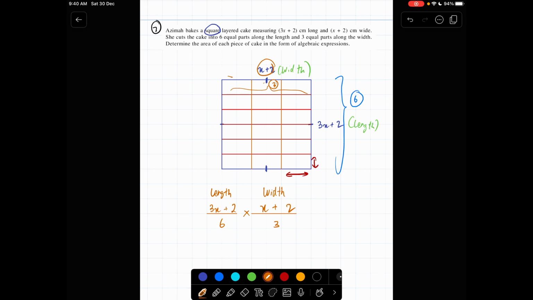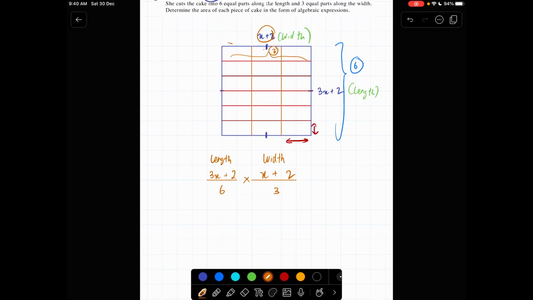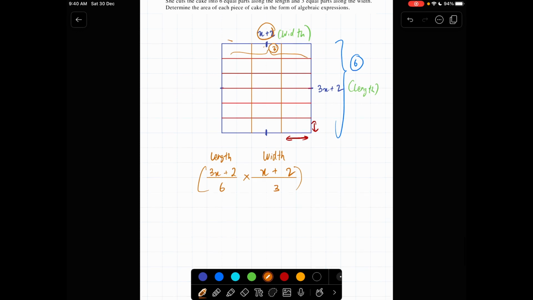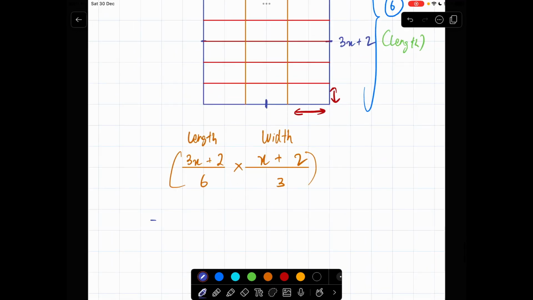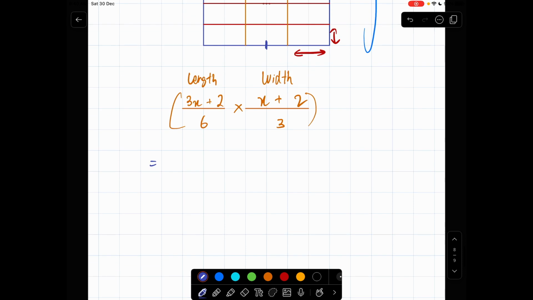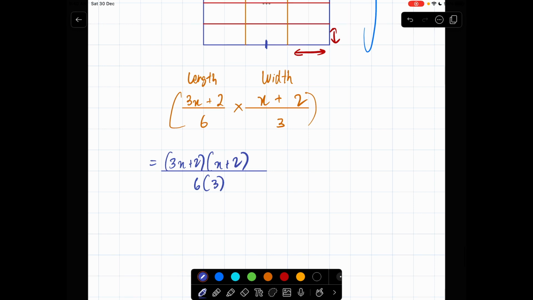So that's about it. So what you have to do now is just multiply both of these together. So you will get 3x plus 2 in bracket and then x plus 2. And at the bottom you will have 6 times 3. Remember, it's not addition or subtraction which requires the denominators to be equal. This multiplication just times them together.